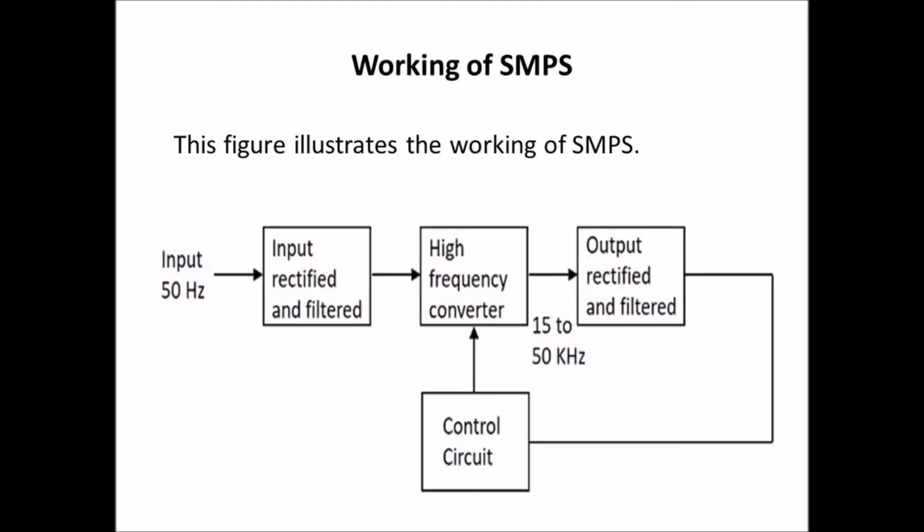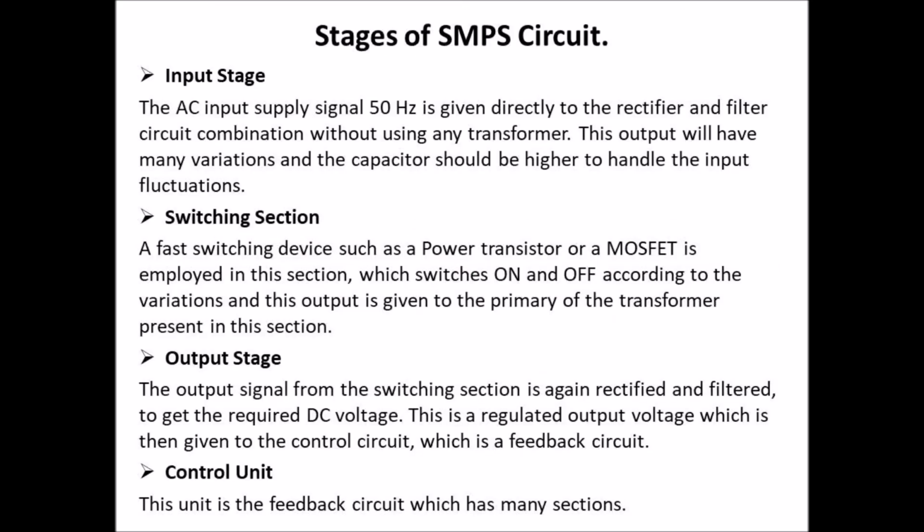This figure illustrates the working of SMPS. Next, we can discuss the stages of SMPS circuit. First one, input stage. The AC input supply signal, 50 Hz, is given directly to the rectifier and filter circuit combination without using any transformer. This output will have many variations and the capacitor should be higher to handle the input fluctuations.